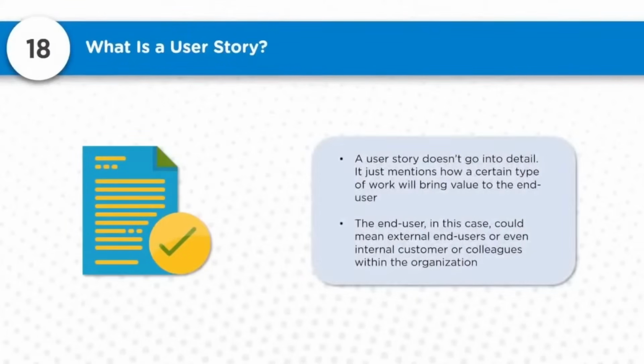So a user story does not go into detail. It just mentions, as I gave an example, how a certain type of work will bring value to the end user. The end user in this case could be external end users or even internal customers or colleagues within the organization. So if I'm an organization, I create an HR application for claim processing, which I don't have till today. So that is for internal users. In the bank example, I'm speaking about external customers.